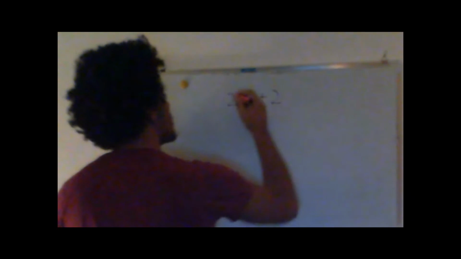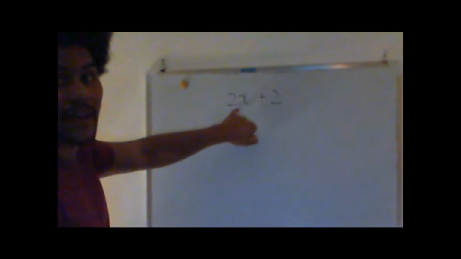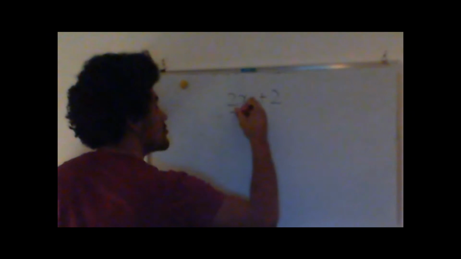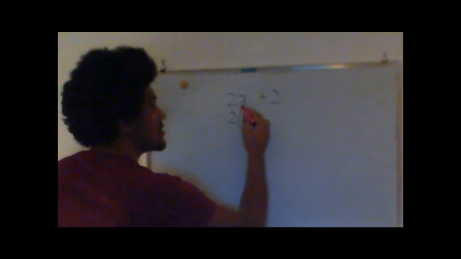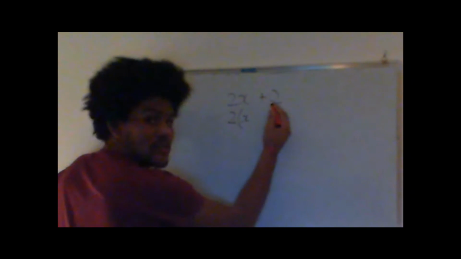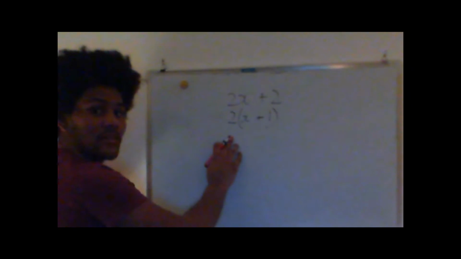Now if you look at some basic examples, you'll have something like 2x plus 2, and you might be asked to factorise this expression. Well, if you look for the common factors, this is 2 times x, and this is 2 times 1. So we have 2 as a common factor. So you can remove the 2 from the brackets, and then you have 2 times (x plus 1).